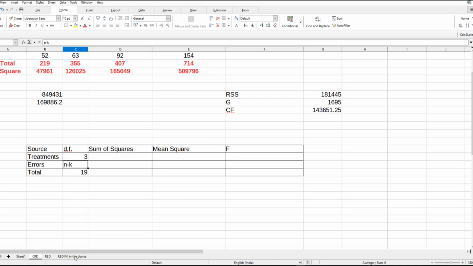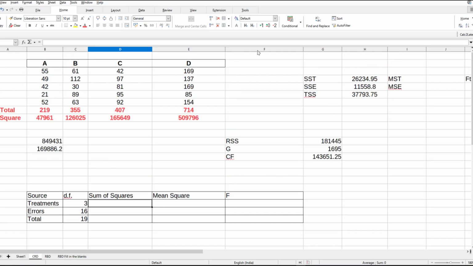So what will be the degrees of freedom for error? It will be 19 minus 3, that is 16, right? So we have 3 degrees of freedom for treatment, 16 for error, 19. So what is the sum of square due to treatment? Sum of square due to treatment is 26, right?